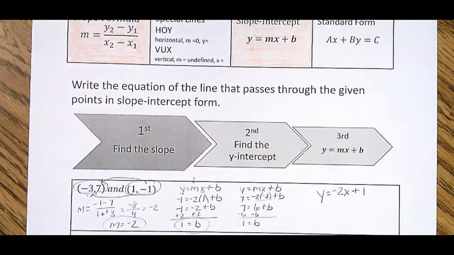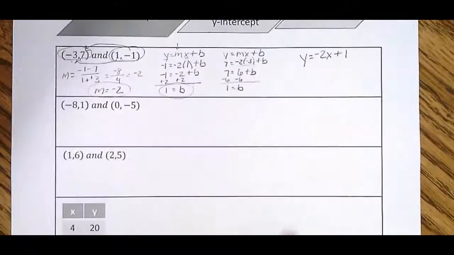So I always say find the one that looks the easiest. If there's a 0, a 1, something that's going to multiply nice and neat, those are the ones I'd like to pick first, but you can use any of them. Doesn't matter. So let's try a couple more here. All right, remember, first, we got to find the slope.